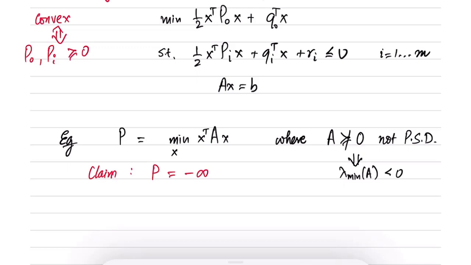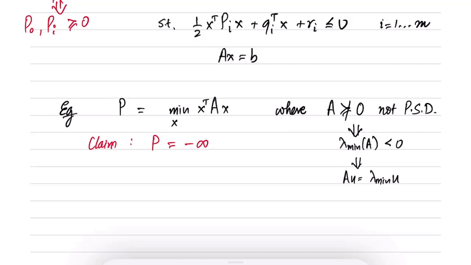So let's carry out the eigenvalue decomposition. This implies that Au is equal to lambda min times u. So here u is the eigenvector corresponding to the minimum eigenvalue of A. So there must exist a corresponding eigenvector.